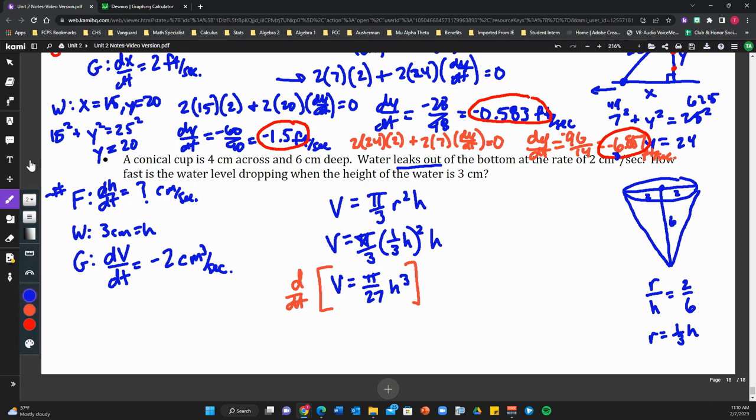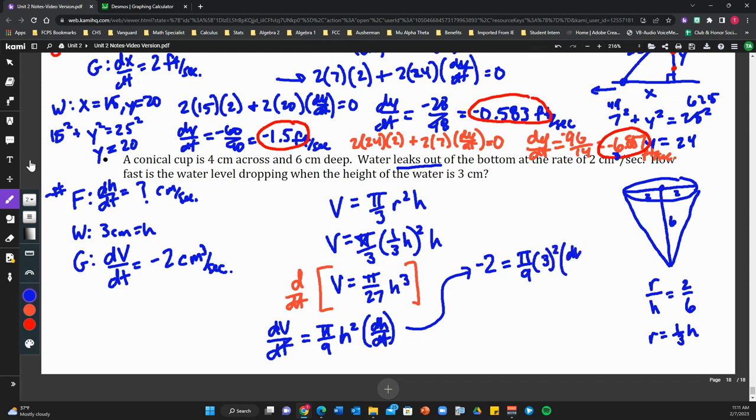And that gives us dV dt equals, bring down the 3, so 3/27 reduces to pi over 9, h squared, and then times dH dt. And now we're going to fill in the values that we know. So I know dV dt is -2, and that's equal to pi over 9 times h is 3, so 3 squared, times dH dt, which is the unknown. And now when I go to simplify this, 3 squared is 9, so the 9's are going to cancel each other out. So in this case, all I actually have to divide by is just simply pi.